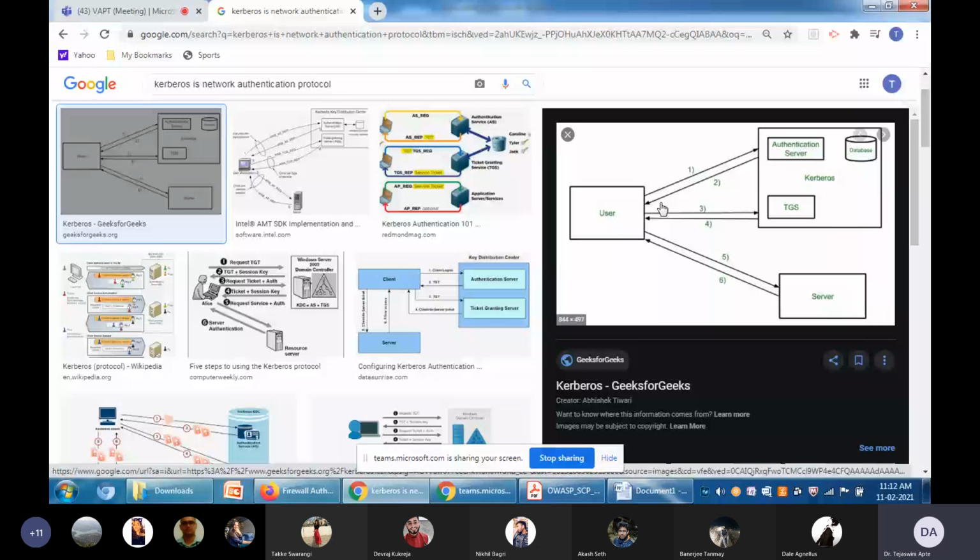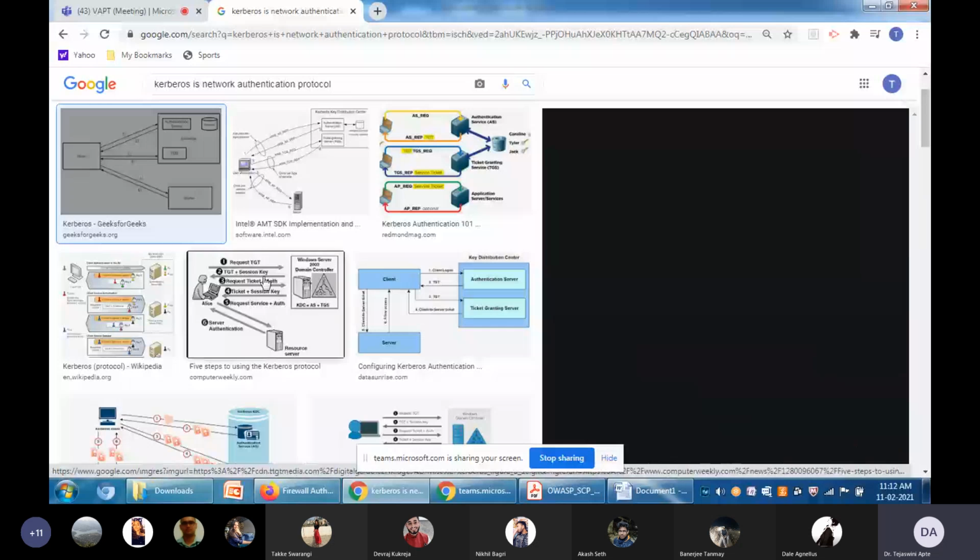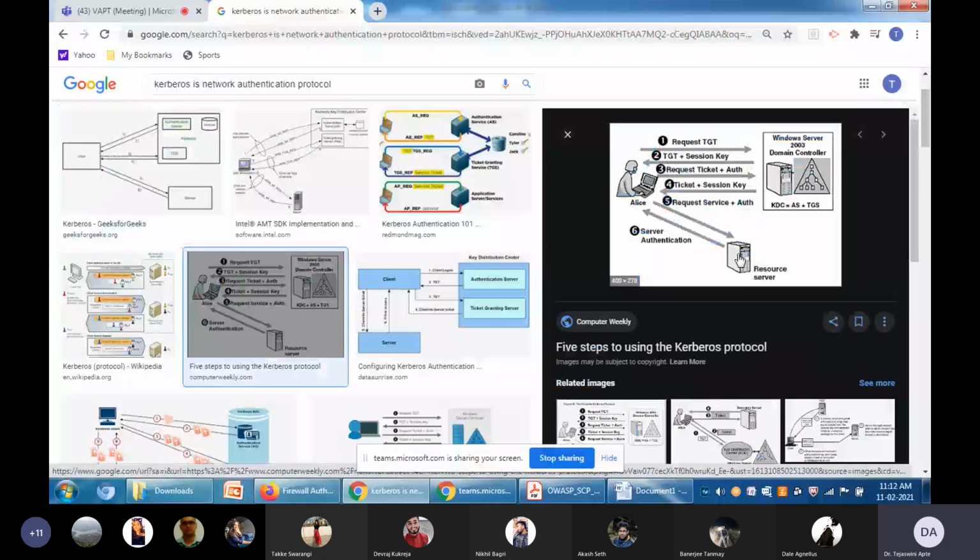One is, let me show you this particular server. Yeah, this image. The user is requesting a ticket. Now focus on what I'm saying. The user is requesting a ticket. What is the ticket going to contain? What do you mean by TGT over here, which is being written? TGT is nothing but the ticket granting ticket.